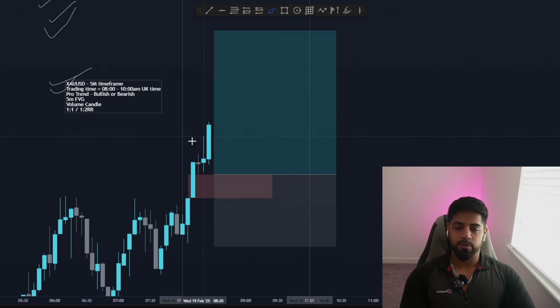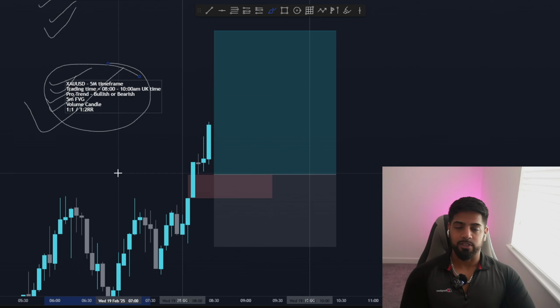Yes, price is bullish. Have we identified a 5-minute fair value gap which has been nestled and left inside of a volume candle? Yes. So now we can tick that off. And have we now taken a trade which is a 1:1 or a 1:2 risk to reward? Yes. That means we have ticked everything off of our checklist, and now we can safely enter this position with the knowledge that every single trade is going to be an A+ setup, so long as all of these ticks are in place.